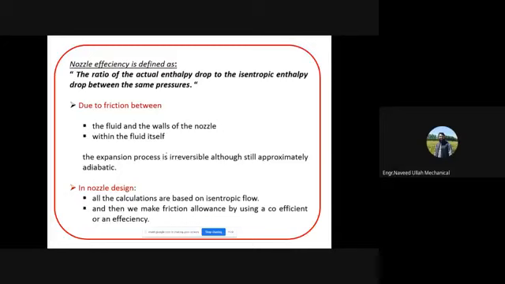The expansion process is irreversible, although still approximately adiabatic. Okay, the process is irreversible. Adiabatic means that this friction loss is very, very small, so for that reason you can consider this as an adiabatic process. There is no heat gain or loss. In the nozzle design, all the calculations are based on the isentropic flow. We discussed this previously, right? PV^gamma is equal to constant. We did this.